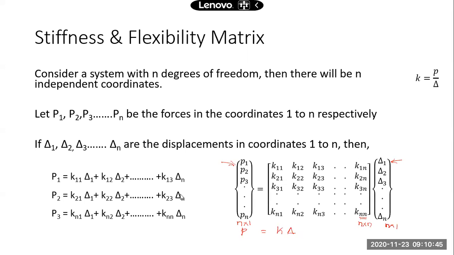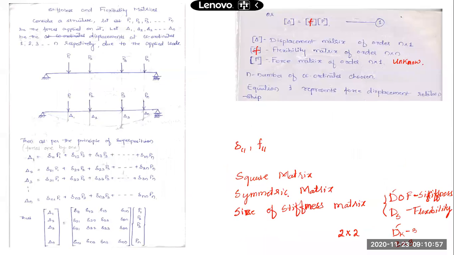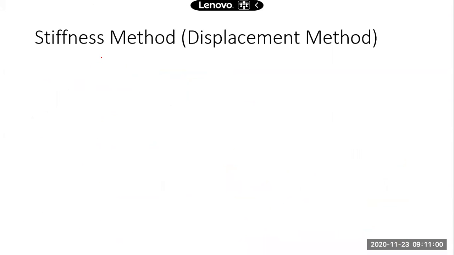So these are the three matrices we'll be dealing with: the force matrix, the stiffness matrix, and the displacement matrix will come into the picture. Okay. Now let us move ahead with the stiffness method and see how we are going to analyze the beams, frames, or trusses with the help of the stiffness matrix. So the first thing we are going to do here is to determine the degree of kinematic indeterminacy, or the degree of freedom. That has to be determined.